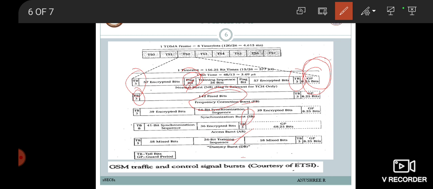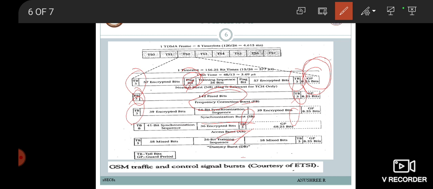The synchronization burst is used by the mobile to obtain timing synchronization. Again, this also consists of three tail bits at the beginning and three tail bits at the end with the guard period, where it is followed by 39 encrypted bits, a 64 bit synchronization sequence, 39 more encrypted bits and 3 tail bits.